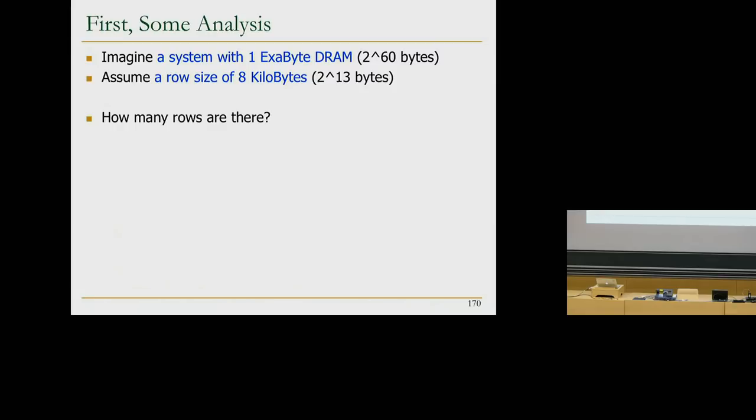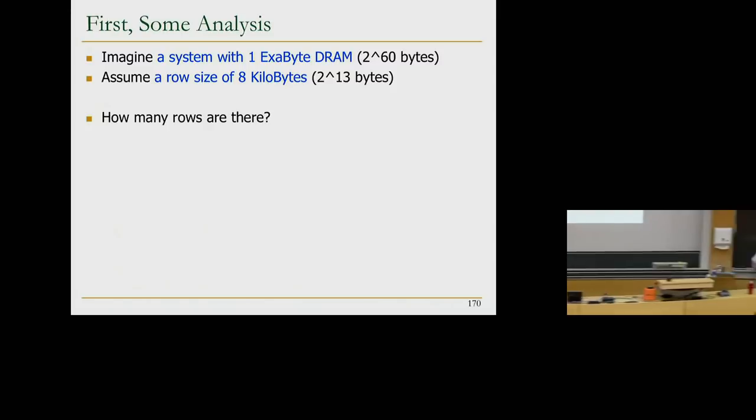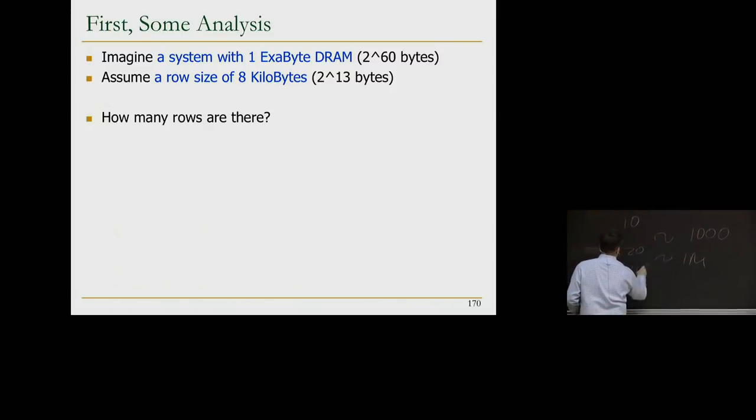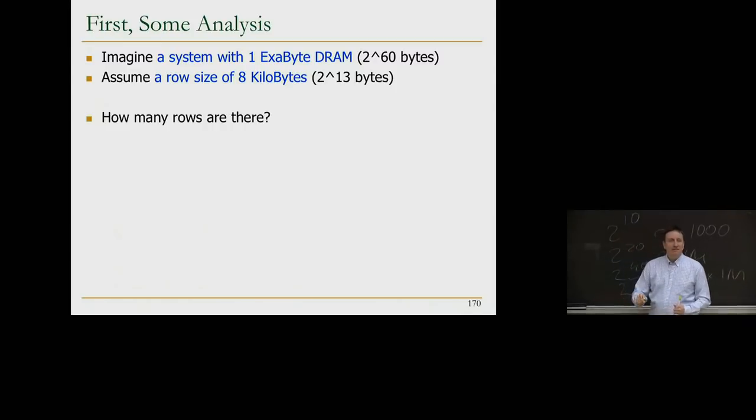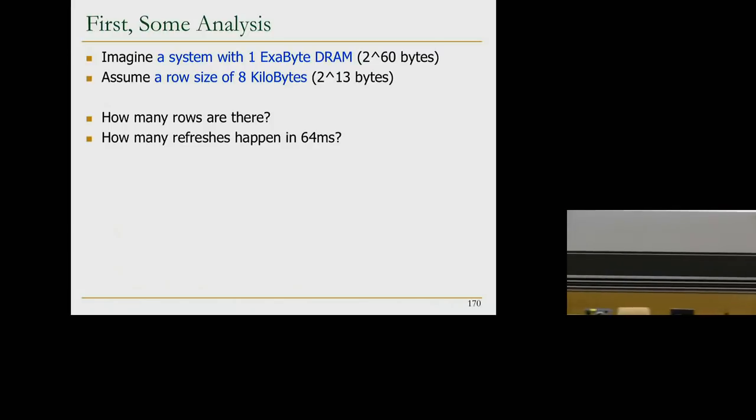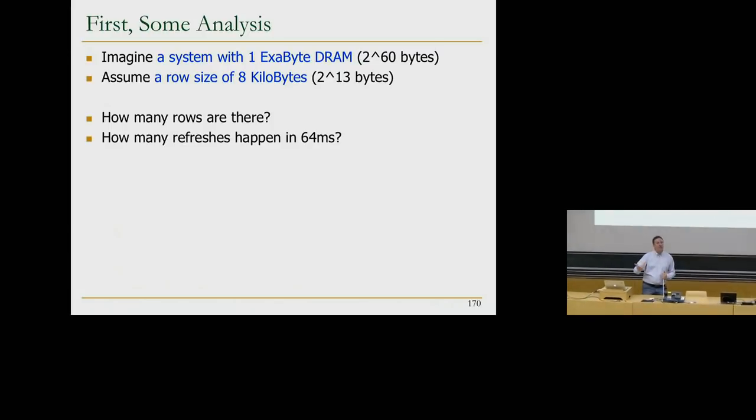So if you say 2 to the 20, it's roughly 1 million. 2 to the 40 is roughly 1 million times 1 million. And then you have 2 to the 7, which is 128. Easy tricks. Okay. So how many refreshes do happen in 64 milliseconds?